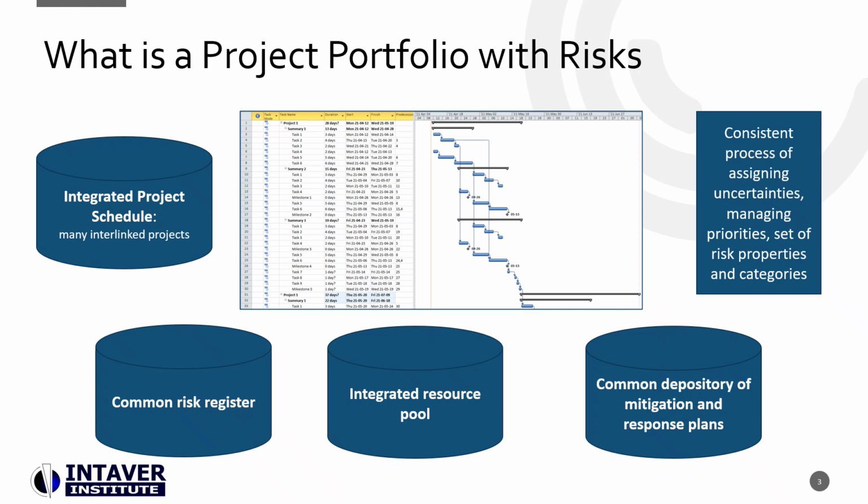Here, we will propose a methodology of risk analysis that can be applied continuously and consistently to megaprojects and large programs. Schedule and cost risk analysis of large programs requires the following components: an integrated project schedule, an integrated resource pool, a risk register that can be shared among different projects within a program. Risks from this risk register will be assigned to different projects and within different projects to specific tasks and resources. A common depository of mitigation and response plans. The same mitigation response plans can be assigned to different projects.